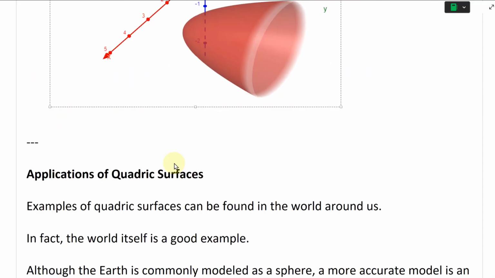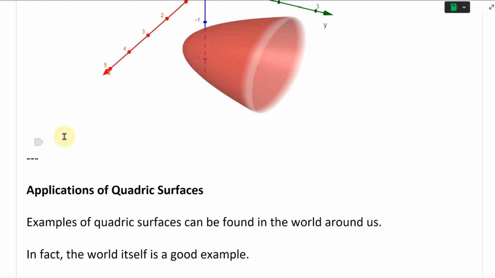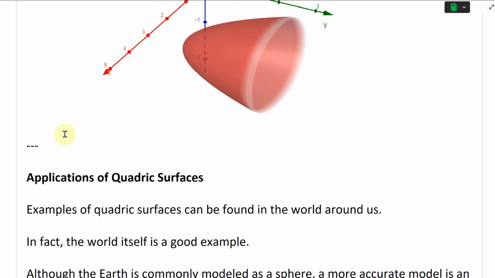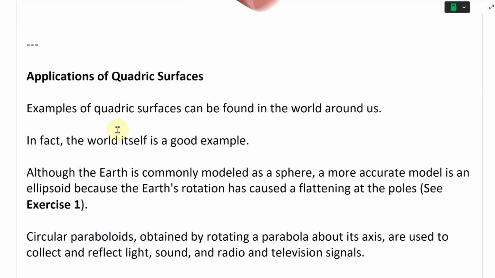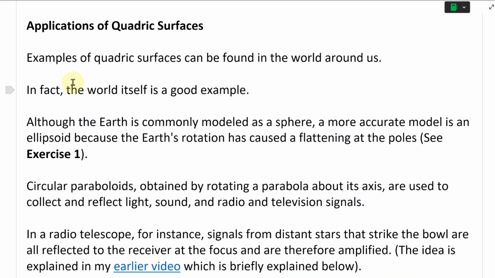All right, continuing further, the next section is going to be, we'll discuss briefly the applications. So applications of quadric surfaces. Examples of quadric surfaces can be found in the world around us. In fact, the world itself is a good example. Although the Earth is commonly modeled as a sphere, a more accurate model is an ellipsoid because the Earth's rotation has caused a flattening at the poles.